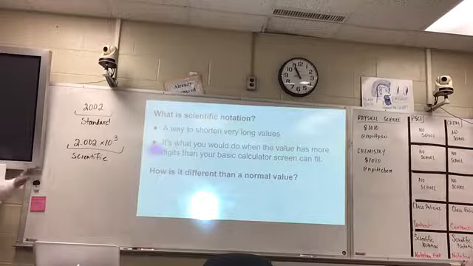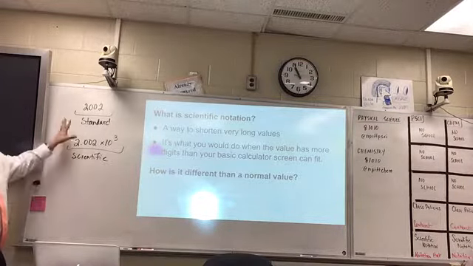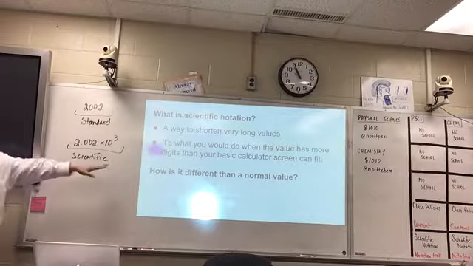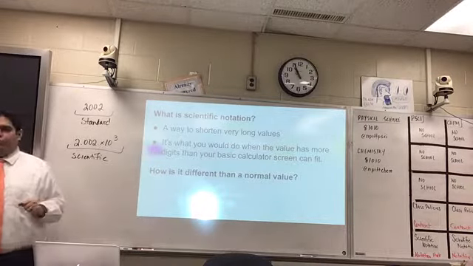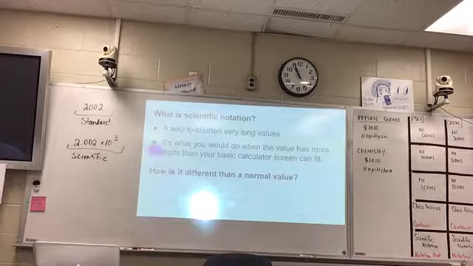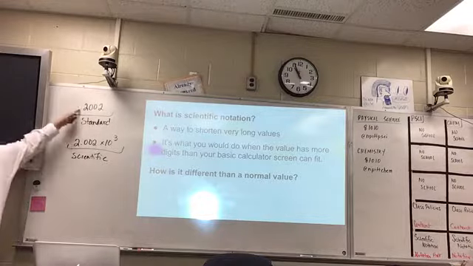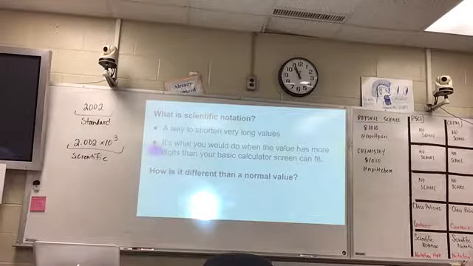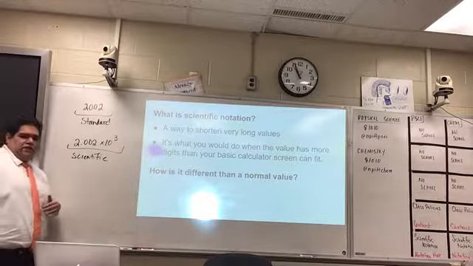Okay? So when you look at it, standard, scientific, there are some differences between the two. Hence the question, how is it different than a normal number? Well, what's one of the things you notice that's different? Like what's different between this written and this written? Decimal and exponent. Okay, so we got a decimal, we got an exponent. The exponent is the most obvious thing, right?